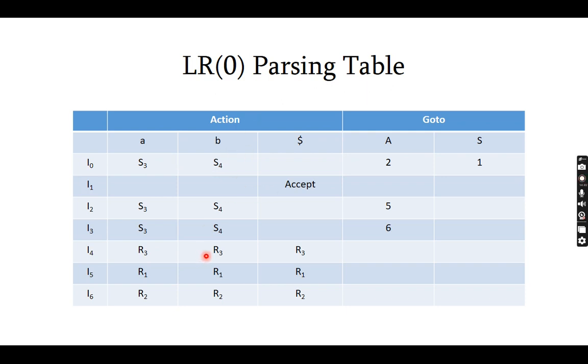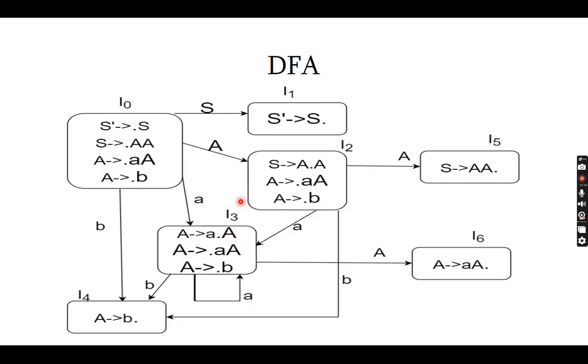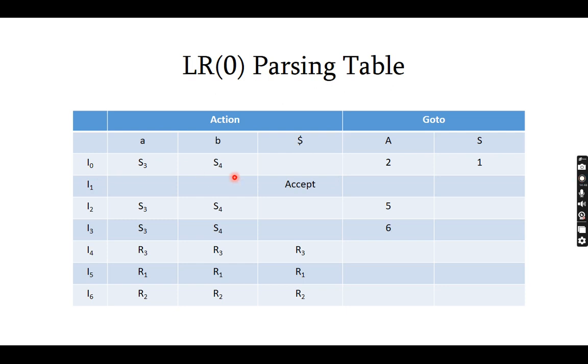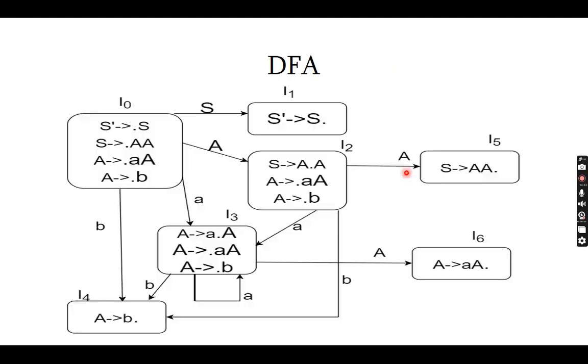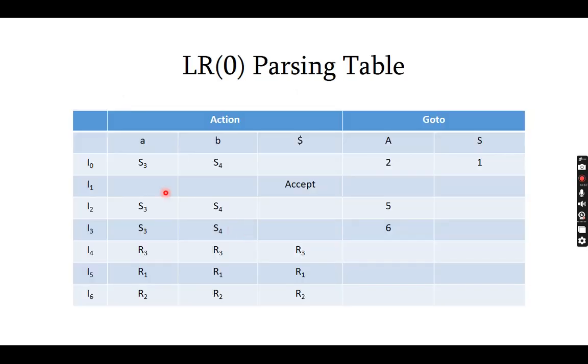Okay. So now you can see that I0 on capital A going to I2. So I0 row A column I have to write 2. Okay. Next, I0 on small a going to I3. So I0 row, a column, instead of 3, I have to write S3.